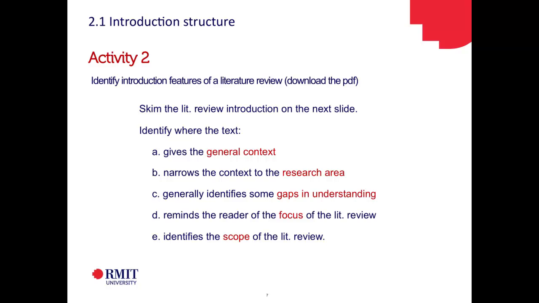In this Activity 2, you'll identify the key structural elements in a thesis introduction to a literature review. The introduction example is about tertiary education degrees. Look out for the key elements of general context, research area, gaps in understanding, the focus of the literature review, and the scope of the literature review.